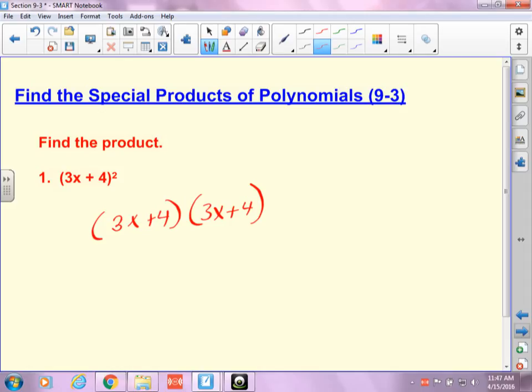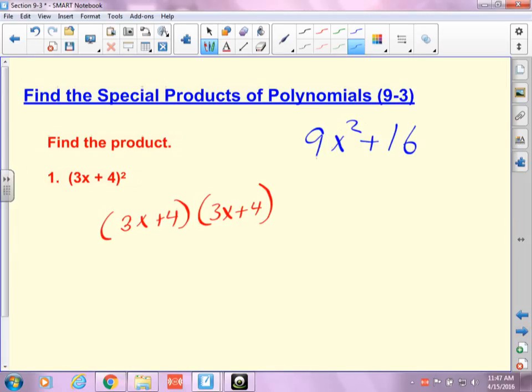So when you get this, I would write this out. What a lot of students want to do is immediately make it 3x squared is 9x squared, and the 4 squared is 16. So a lot of kids want to go, oh, I don't have to show any work, and it's 9x squared plus 16. That's what a lot of kids want to do. It is wrong, and let me show you why.